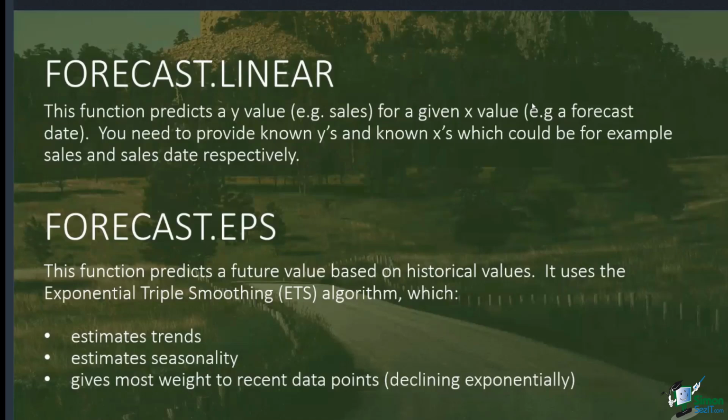And this is a way of forecasting which also incorporates other information. So it does things like estimates trends, it estimates seasonality, and it gives the most weight to the most recent data point. So it is a little bit different to the linear forecast. Now, you might think, well, okay, that doesn't really make too much sense. So what we're going to do is jump into examples where hopefully it will all become a little bit clearer. So let's jump across to our Excel spreadsheet.